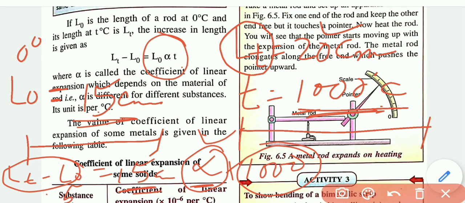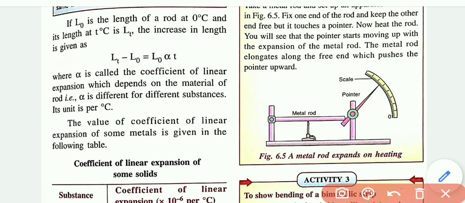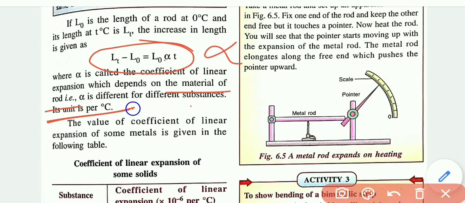This constant alpha is known as the coefficient of linear expansion. You will learn this coefficient of linear expansion in detail in the higher class, but here you just remember the equation. This alpha is the coefficient of linear expansion, which depends on the material of the rod. Alpha is different for different substances. Its unit is per degree centigrade.